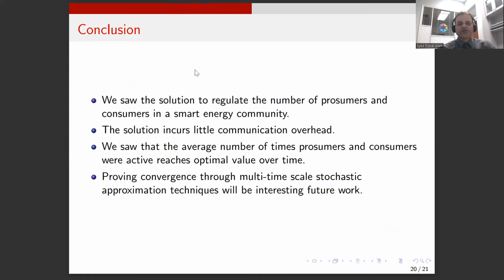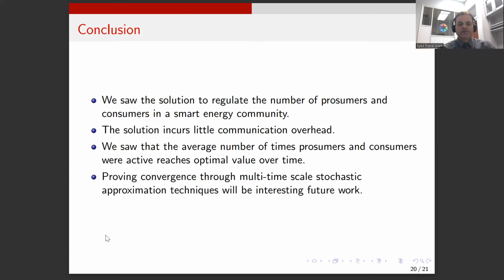Now we saw the solution to regulate the number of prosumers and consumers in a smart energy community. The solution incurs little communication overhead, as our feedback signals just send real numbers, theta S, theta W, and theta C. So the communication overhead is very low, and moreover, the prosumers and consumers do not need to share any information, so there is no communication among the prosumers and consumers. We saw that the average number of times prosumers and consumers were active reaches the optimal value over time.